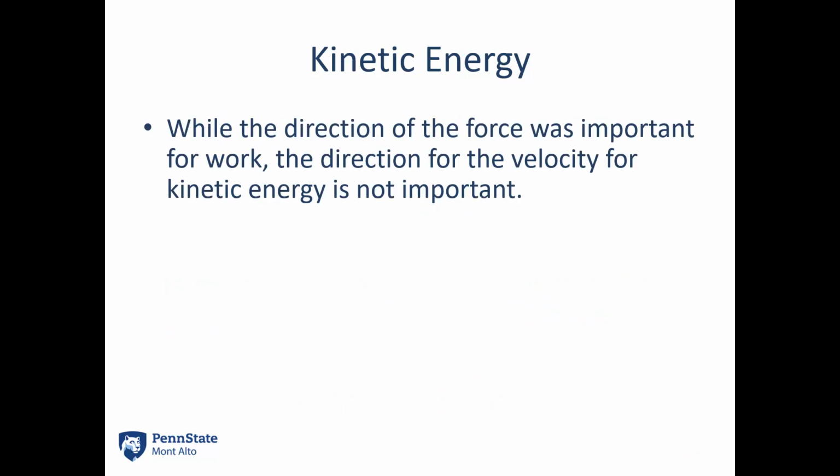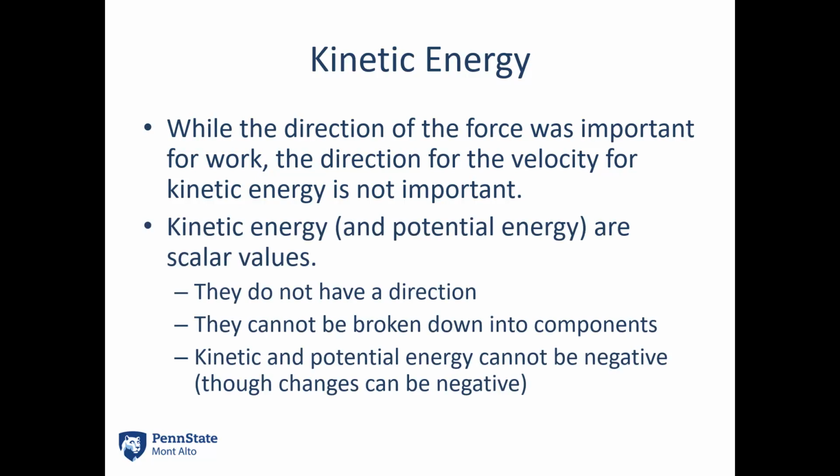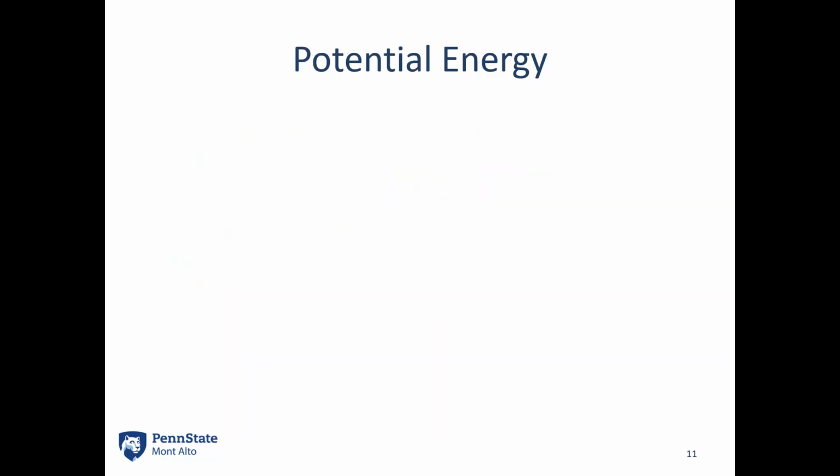And while the direction of force was important for work, the direction of velocity is not important. So kinetic energy and potential energy both are scalar values. They don't have a direction. They cannot be broken down into components. You'll notice we just had the one equation. We don't have an x and a y work, x and y kinetic energy. And kinetic and potential energies also cannot be negative. So I can't be going slower than 0 speed. But I can have negative changes in energy. So I can have a large kinetic energy and a smaller final kinetic energy, and that delta KE could be negative, though.